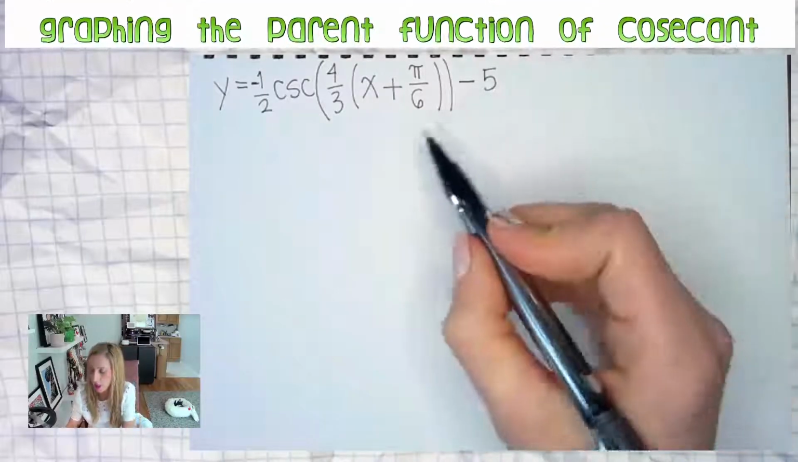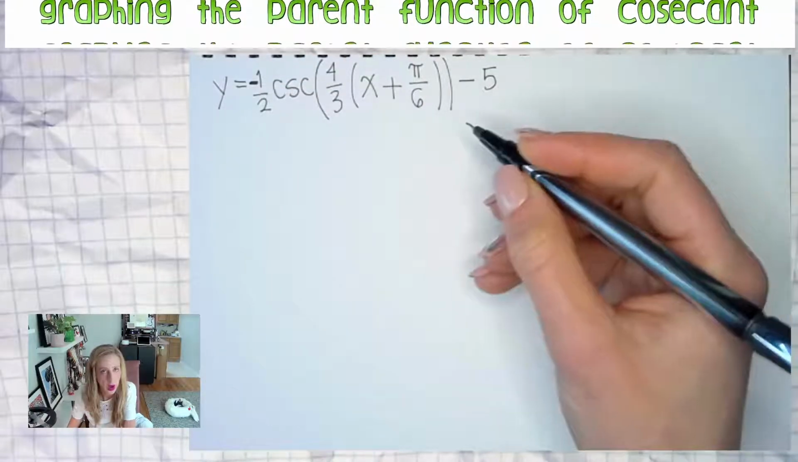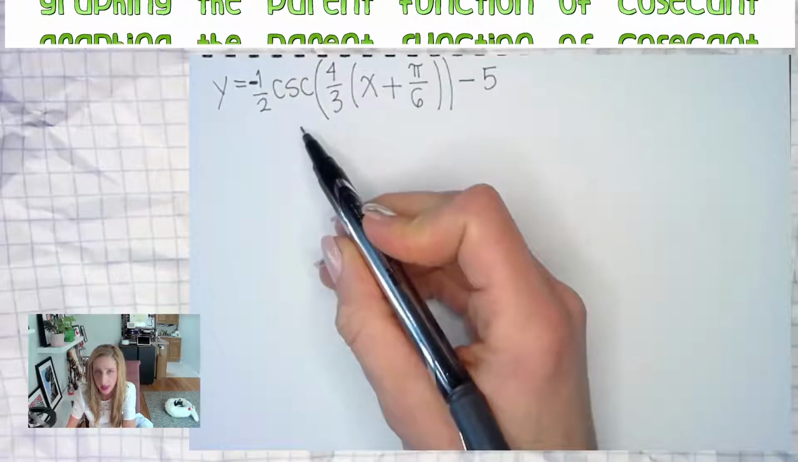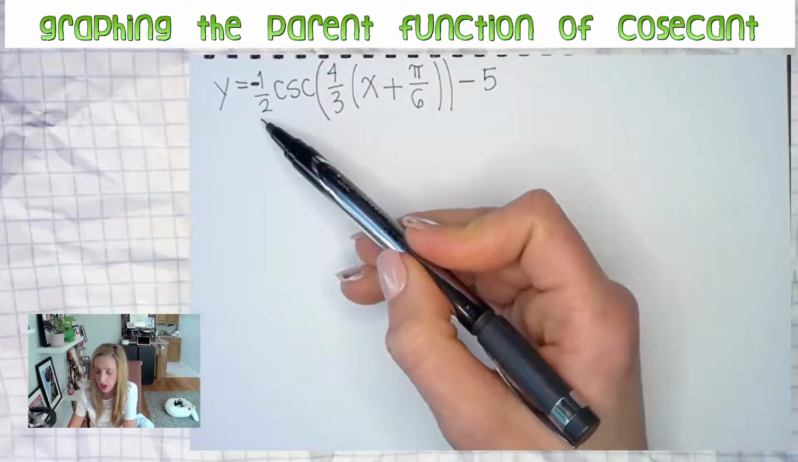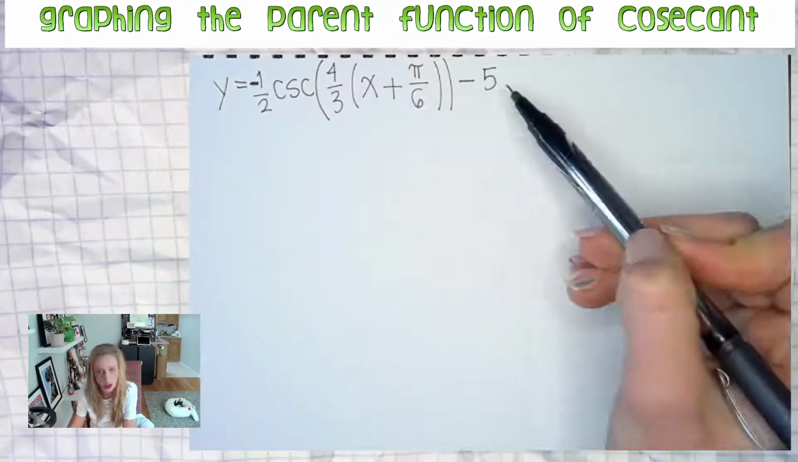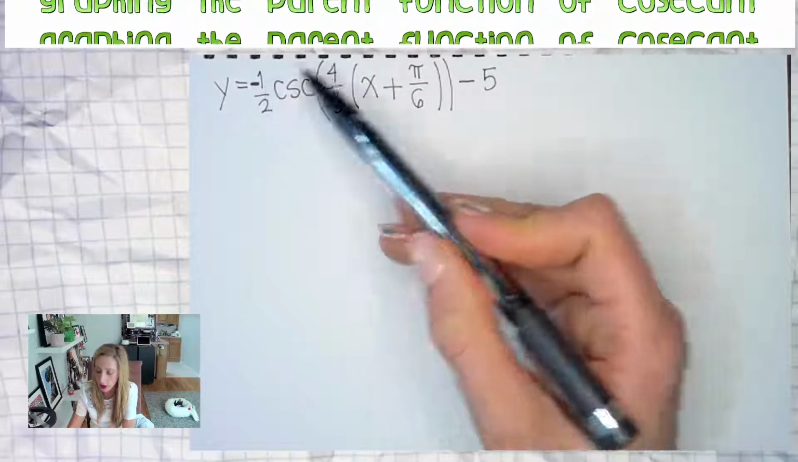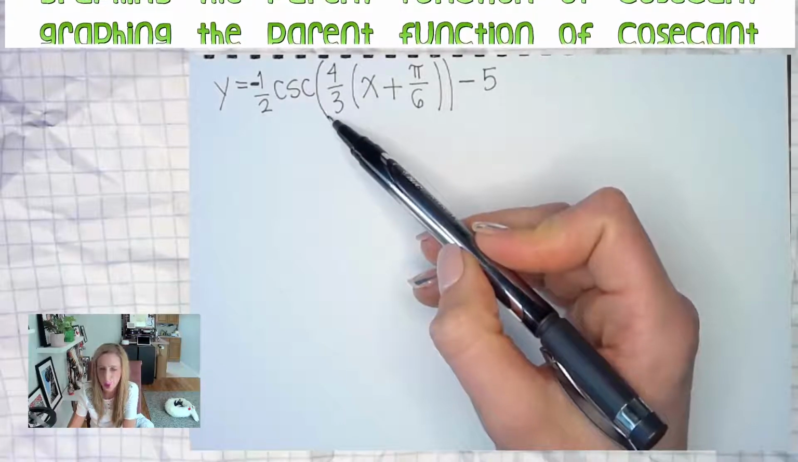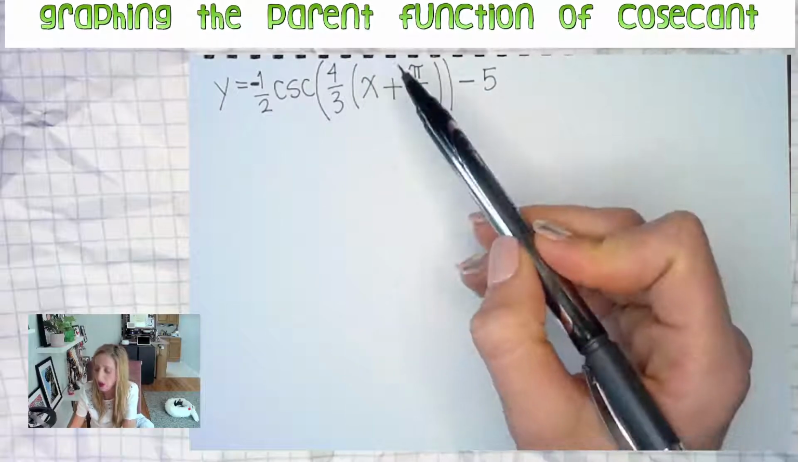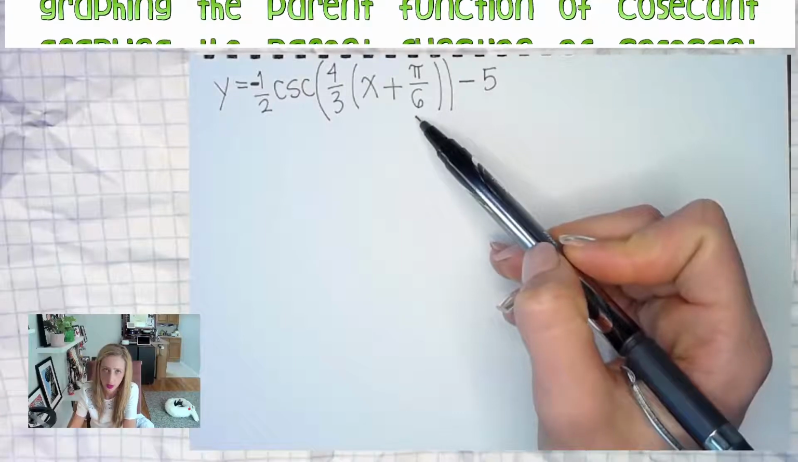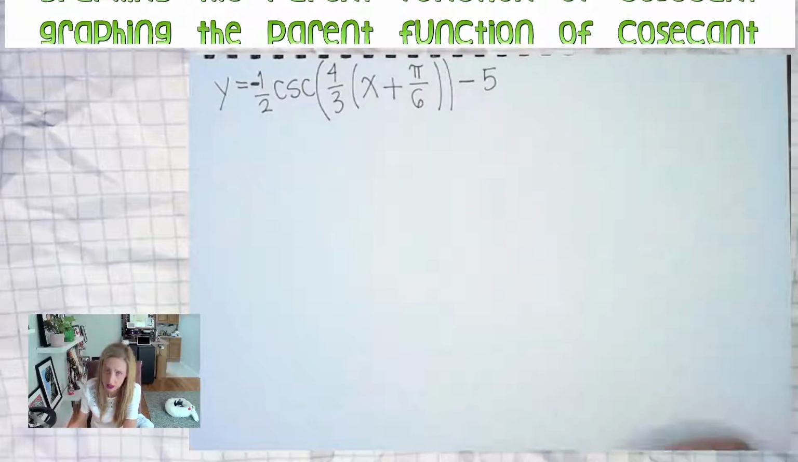Hello everybody. This video is us doing a guided example together, graphing a cosecant function where we're going all out and applying all different transformations. So you'll see we have manipulated A, B, H, and K. We have a negative vertical reflection, a 1/2 vertical compression, and a 4/3, bigger than 1, which is actually a horizontal compression because it's inside the parentheses. Plus pi over 6 inside moves it left pi over 6, and minus 5 moves it down 5.